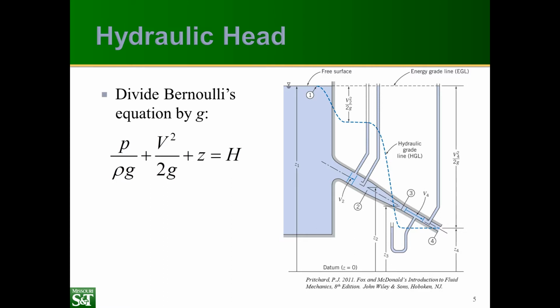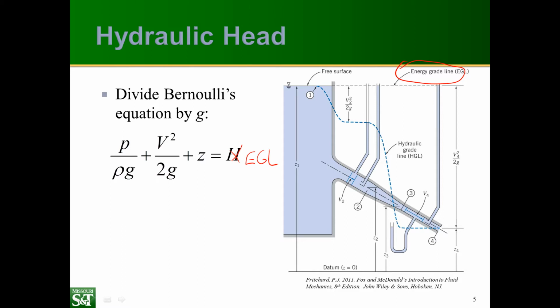We can also look at two different definitions. We can look at the energy grade line or the hydraulic grade line. So the energy grade line is basically the hydraulic head. We'll call this the energy grade line. And in the figure, that represents this constant line. And we can see we measure this by measuring the stagnation height of the fluid.